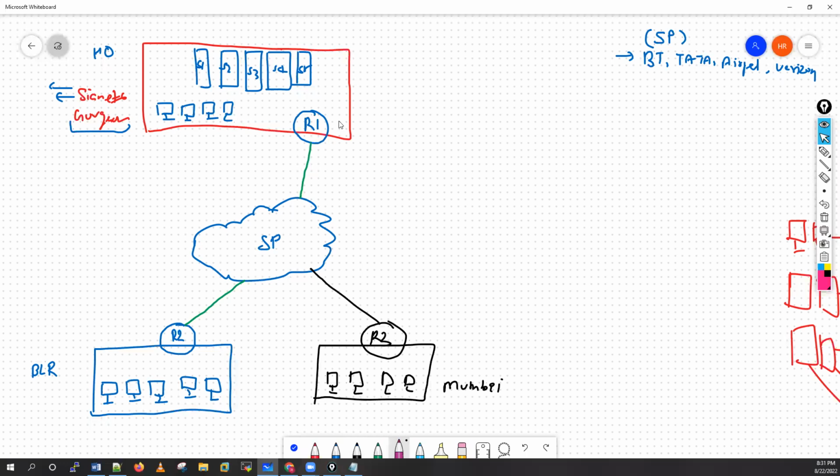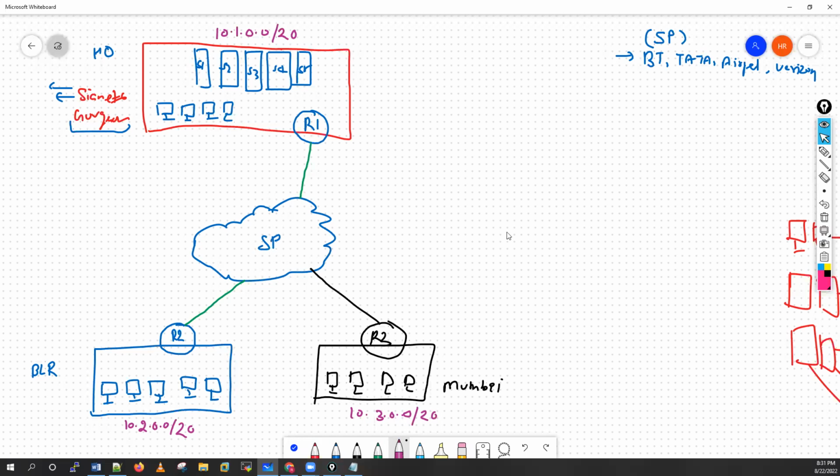Let's suppose in our data center, I'm having the 10.1.0.0/20 network. I'm using this particular network in my head office environment. And here I'm using 10.2.0.0/20 and 10.3.0.0/20. I'm using these particular 3 networks basically in my branch offices.